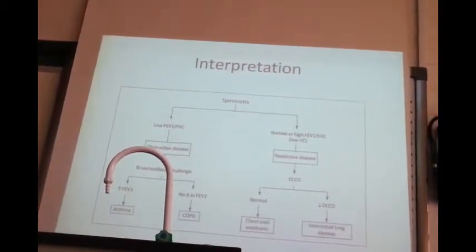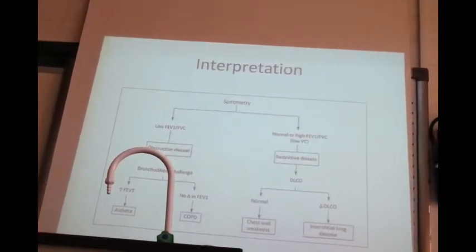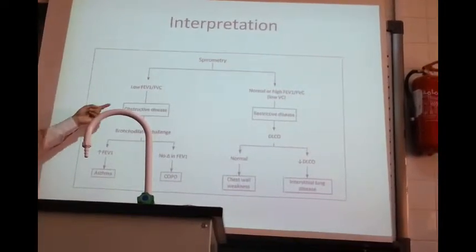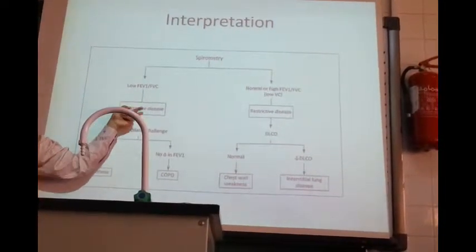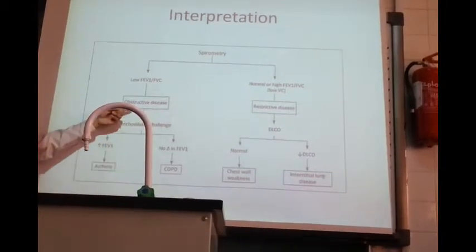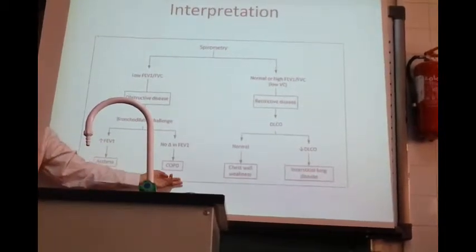Either it will remain normal or it will be higher, because it's a ratio. Now, if it is low, it means obstruction. If it is normal or high, it means restriction. If it is obstructive, now you want to find out whether it is asthma or COPD.